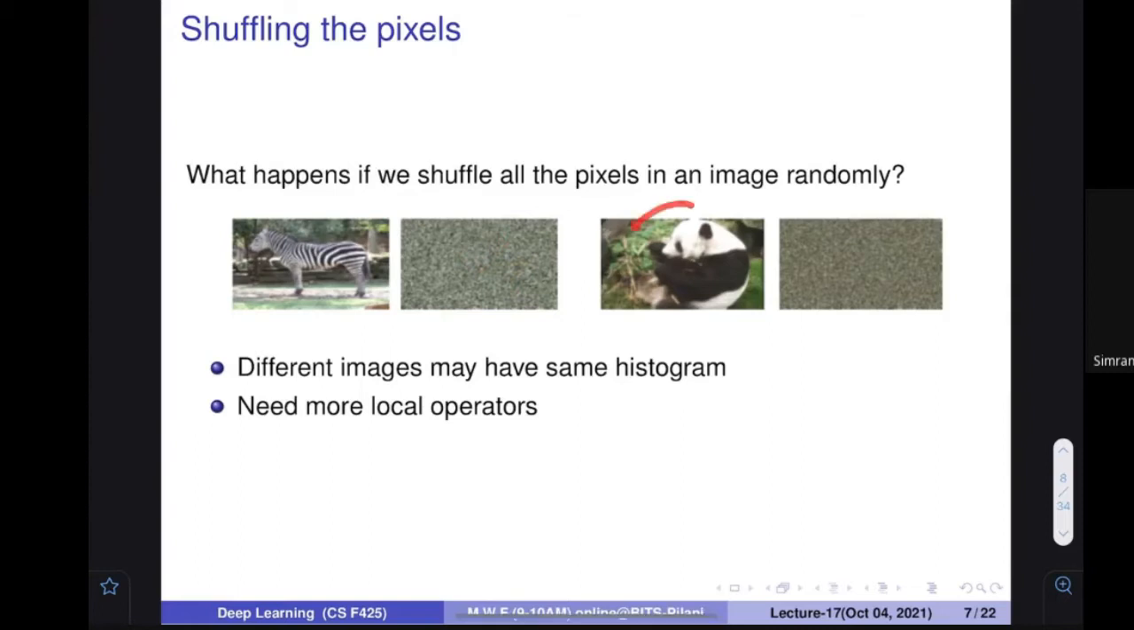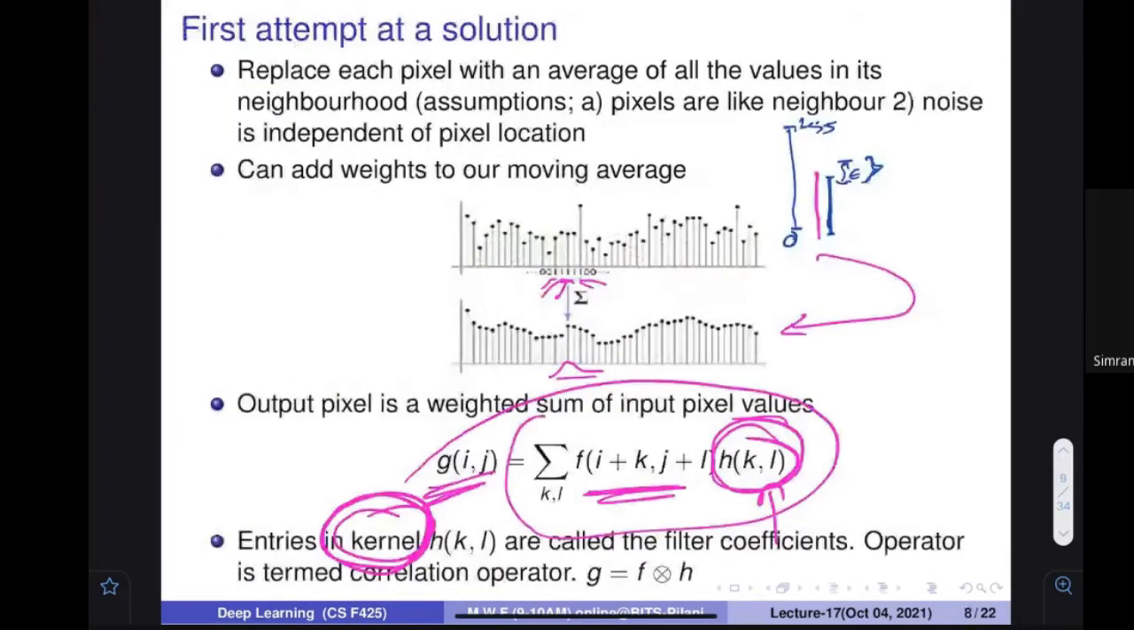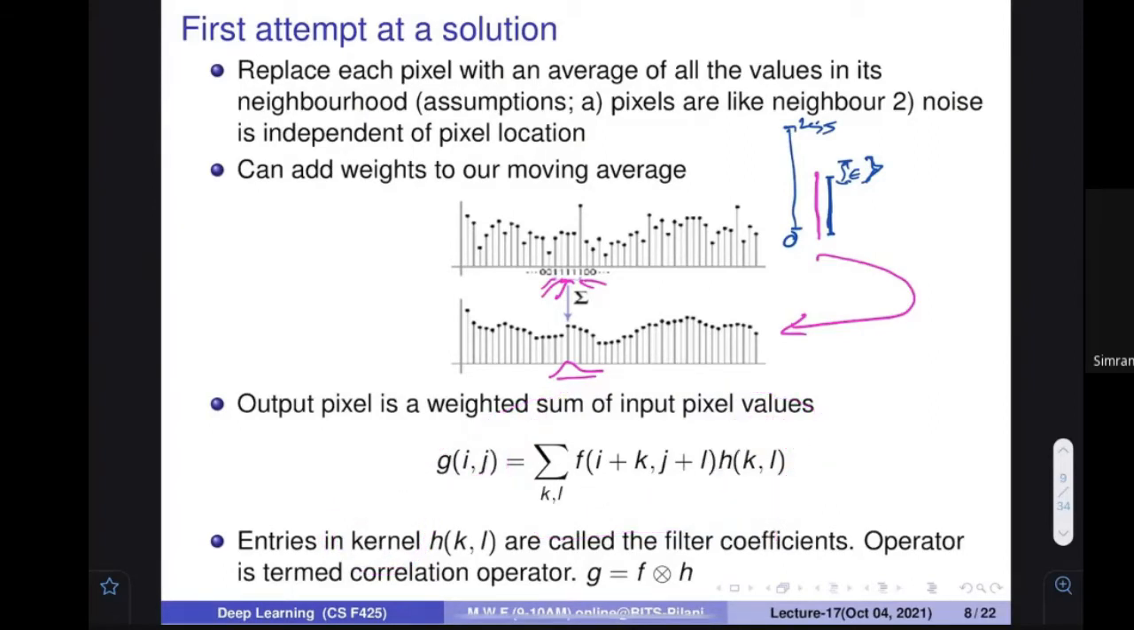So it looks like this is not the right representation for an image. So what is the right representation? Maybe we need some more local operators, some local information. Keep this in mind: when we want to do some kind of processing, we need some kind of local operations.